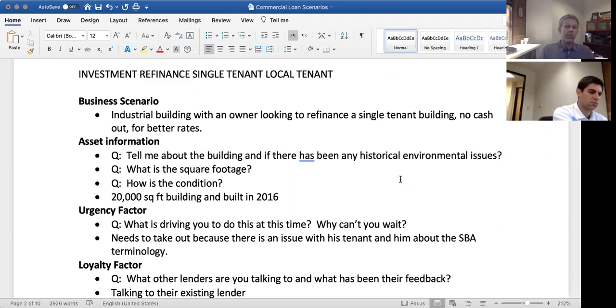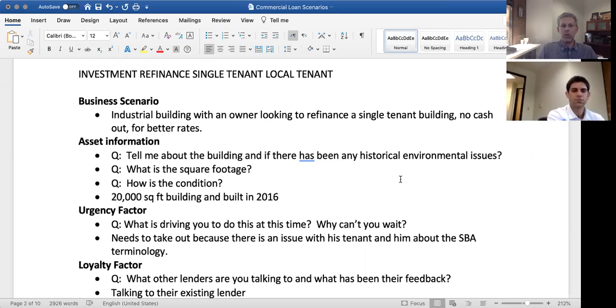So again, asset information, that's the first thing we're trying to figure out on a real estate deal. Tell me about the building, if there's been any historical environmental issues. And we want to know if there's been a phase one done on the building, which is always critical to ask. What is the square footage of the building? And what's the land's square footage?